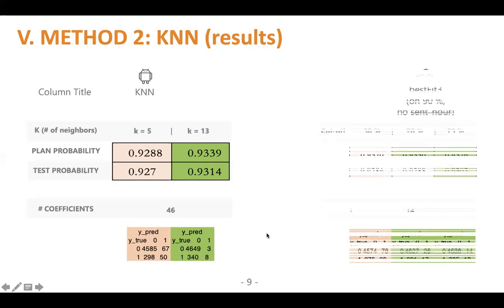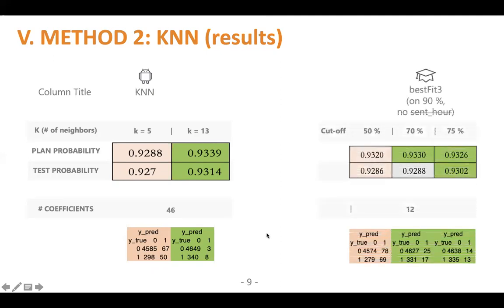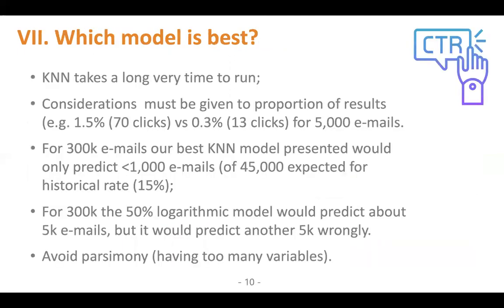Now, we will compare it with what we showed you before, the best fit 3. And as you can see, that's why we recommend the orange that you see here, because it's giving you about 50 results on KNN that are accurate and 69 in the cutoff of 50%. So that's a reasonable percentage, keeping in mind that 7% was the actual percentage of clicks.